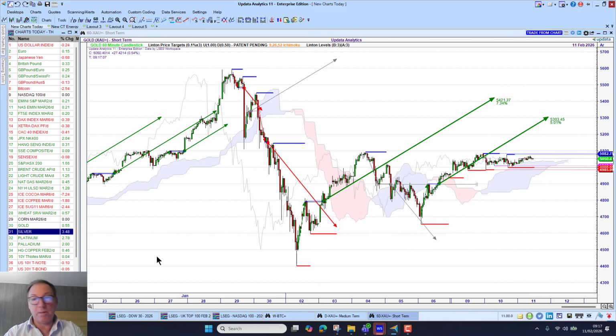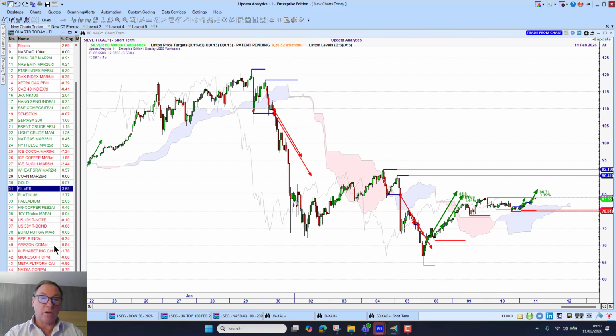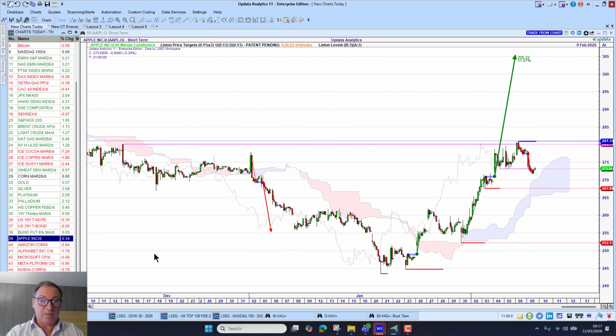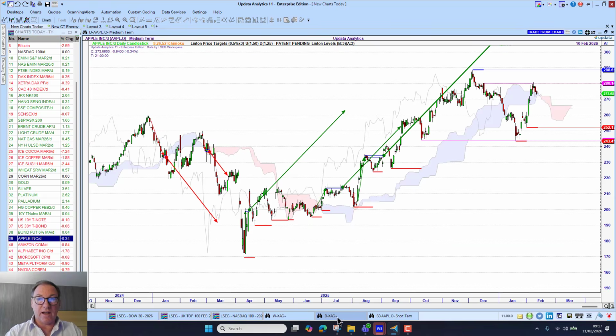Silver, a lot of people ask about silver as well, not quite as clear. And then just a quick look at the tech majors before we look at UK stocks. We can see here Apple down 30, nearly everything was down yesterday, so that is quite key as well.